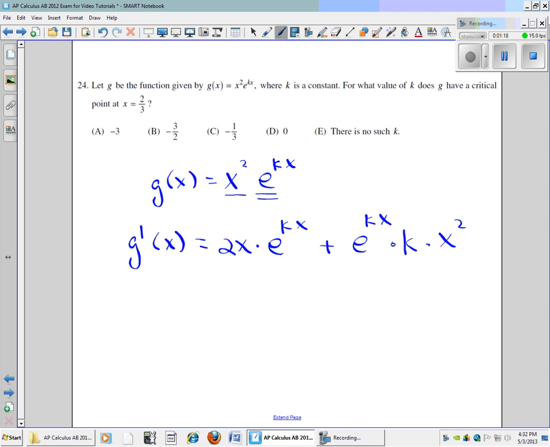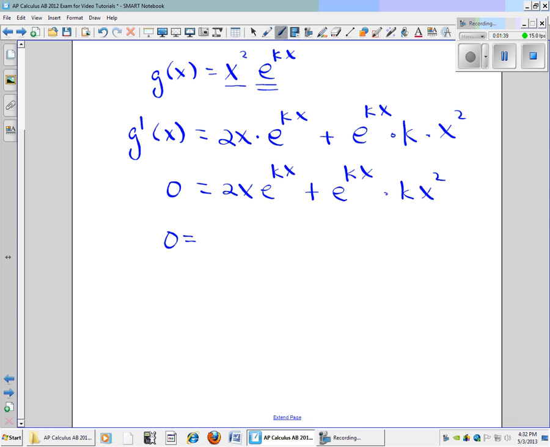Next, we're going to set that equal to 0. So I'll have 0 is equal to 2x e to the kx, plus e to the kx times kx squared. Now I notice I have some terms in common, so I'm going to factor those out. I'll have 0 is equal to, and I notice I have in each term an x, and I have an e to the kx. So let's factor that out. x and e to the kx, and what's left on the left side is 2. What's left on the right side is kx.